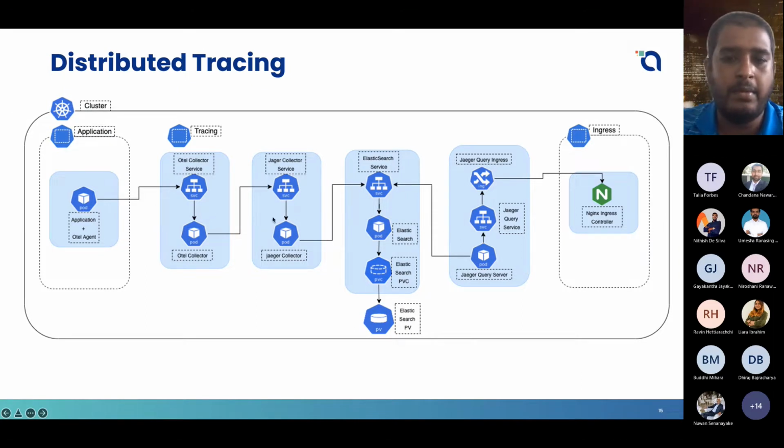You might, as I explained before, be wondering why we have this in the middle. This is to make it vendor neutral and use a standard API instead of being married or bound to a specific software tool, right? And then we pass it down to Elasticsearch. Elasticsearch is then storing this data through a PV, right? And then Jaeger has a nice UI, so I'll show it in a little while. This UI will be exposed to the outside world via our ingress, right?